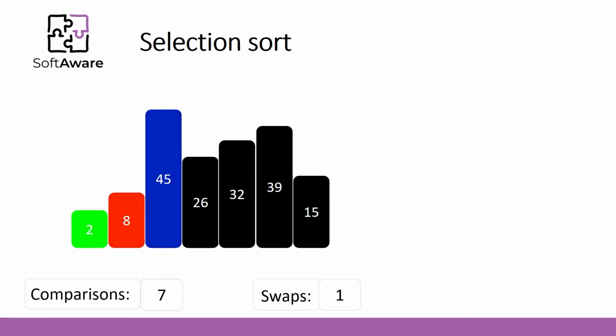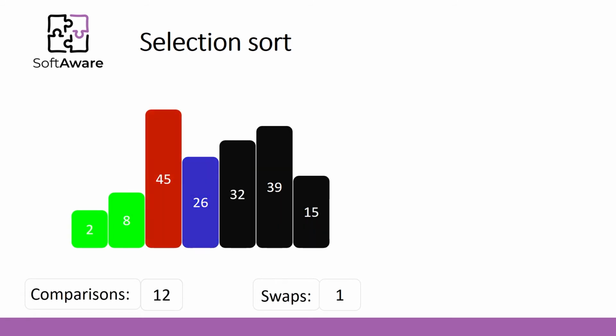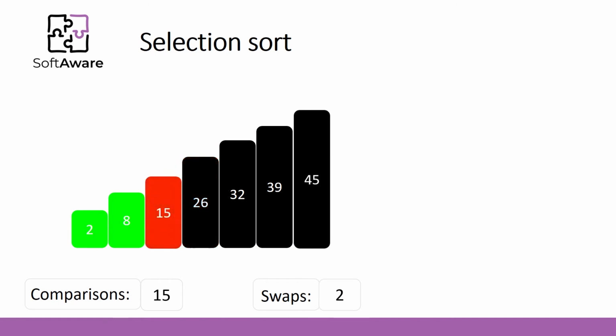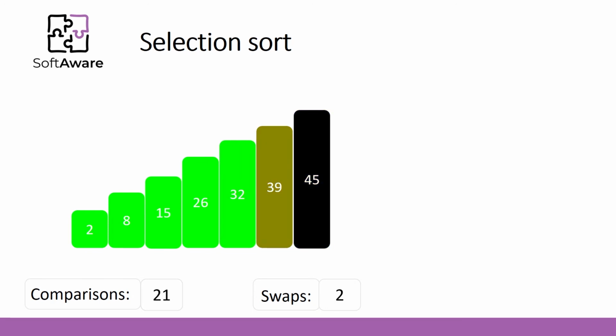Now we repeat the same steps from the beginning of the unsorted array and swap the smallest element with the first element in the unsorted part. More and more elements become sorted and fewer iterations are needed in every circle. At the end of sorting, 21 comparisons were made and only 2 swaps.